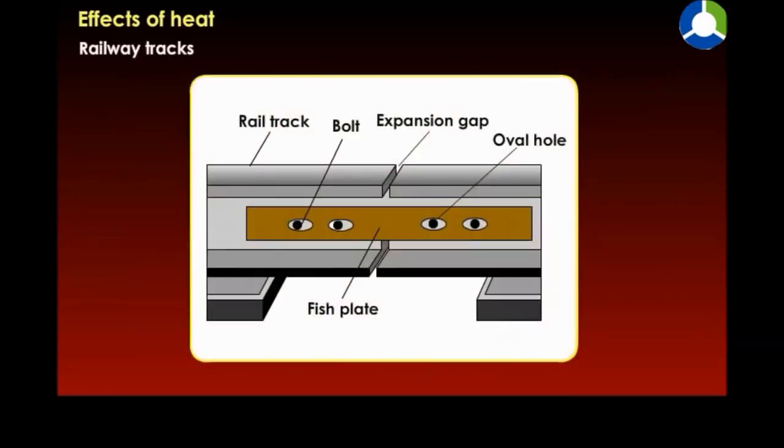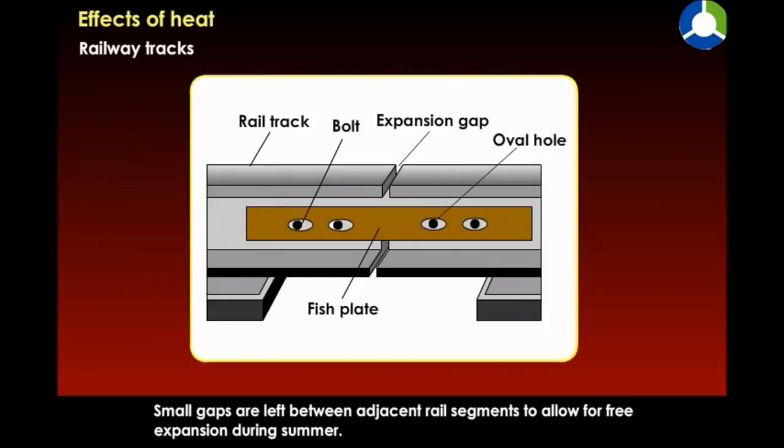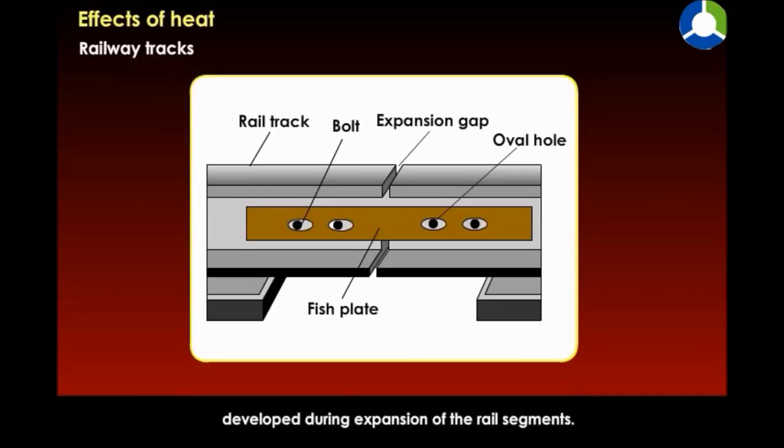Railway tracks. Rail segments made of steel expand and contract during large temperature variations. Small gaps are left between adjacent rail segments to allow for free expansion during summer. If these gaps are not provided, the railway lines may bend sideways due to the forces developed during expansion of rail segments.